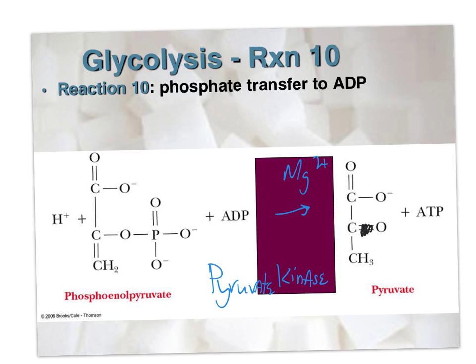Let's get rid of that. Instead, we add this to it. What did that become? What did we just make? Alanine? Alanine. Yes. So that's why pyruvate's called the alpha keto acid of alanine.